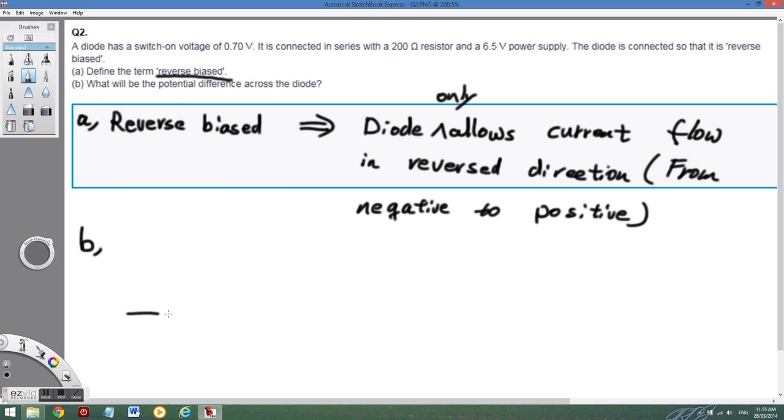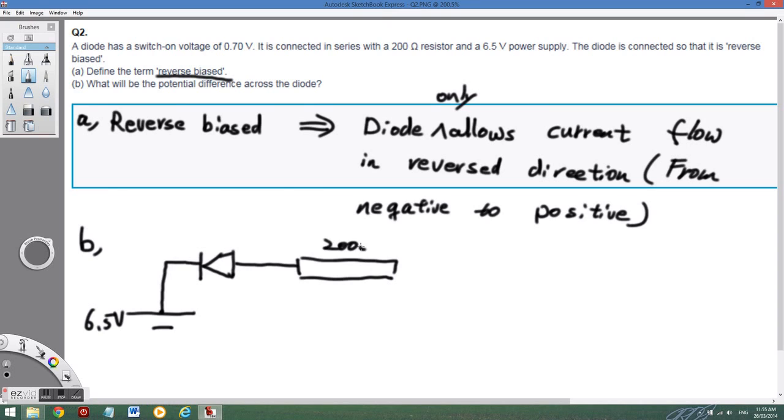Okay, so again, I have a 6.5 volt battery. It's a DC supply. Now this time the diode is in reversed direction, so we sketch it in a reversed direction. Then it connects with a resistor of 200 ohms. Then we close the circuit by doing this.